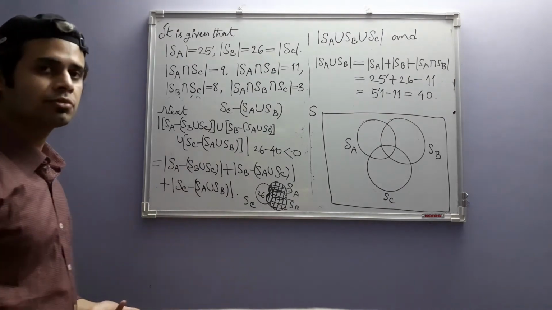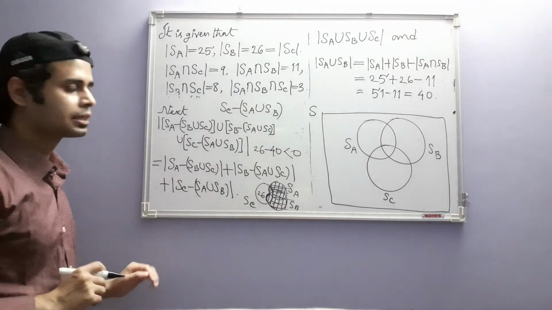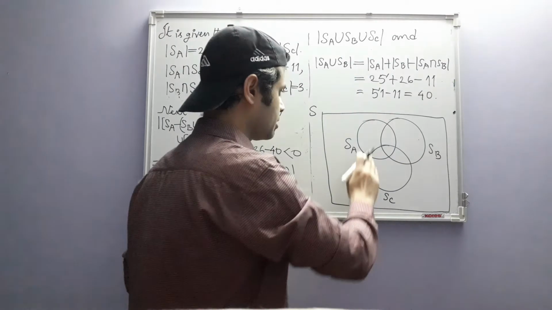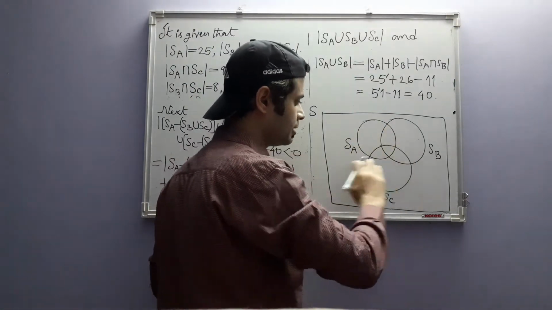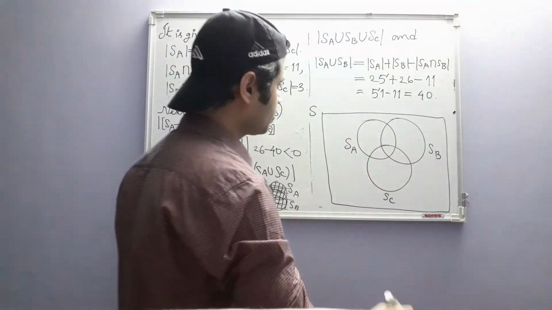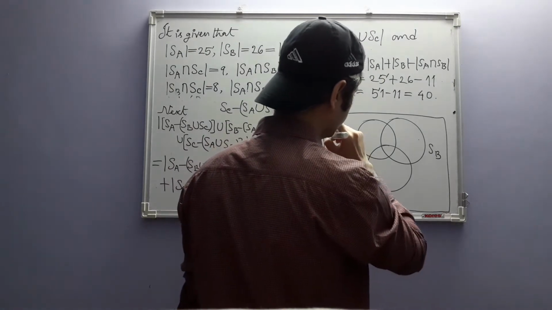So instead we have to formulate a different strategy. The set is the same, we have to find its cardinality. So what can we do actually?